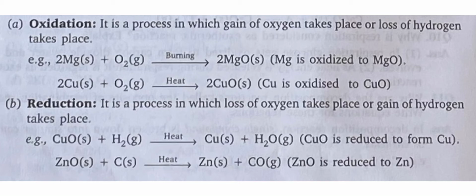Let us consider the example. When magnesium is burned in presence of oxygen, magnesium oxide is formed. That is 2 Mg plus O2 gives 2 MgO. Here magnesium is oxidized to magnesium oxide because it is gaining oxygen and getting converted into MgO.